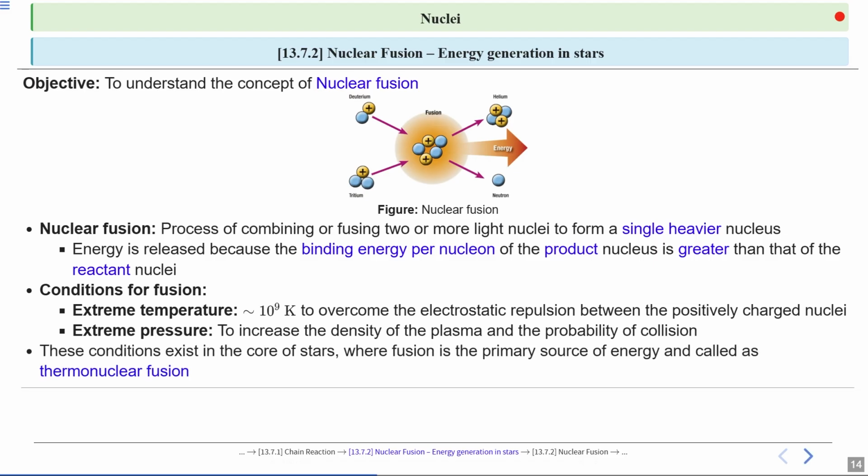To sum up, these extreme conditions, high temperature and pressure, exist naturally in the cores of stars. That's why fusion is called thermonuclear fusion. Thermo for heat and nuclear for the atomic nuclei involved.